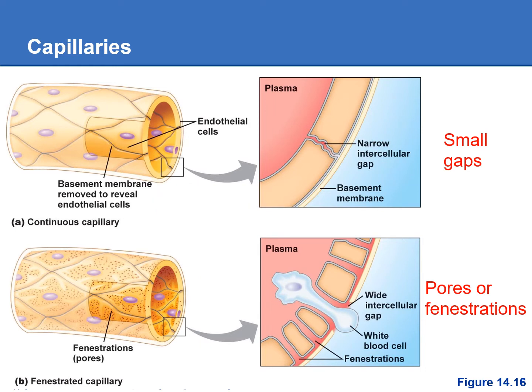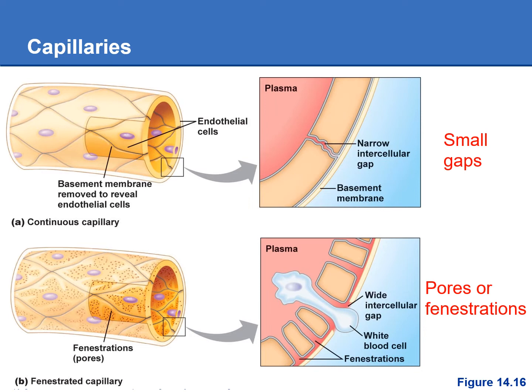Capillary walls have small gaps between them, and that makes exchange between the blood and the tissue a lot easier because things can pass through those narrow gaps. There are a few areas in the body where the capillaries have much wider pores or fenestrations. The word fenestration means window, so it's just talking about a larger opening. So we'll find these capillaries with these fenestrations or pores in places like the kidneys, where we need to filter a large volume of fluid.